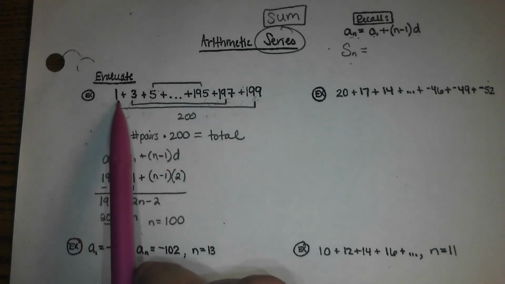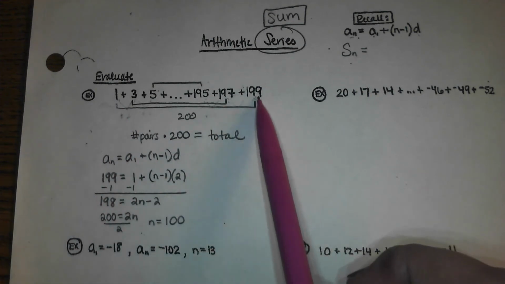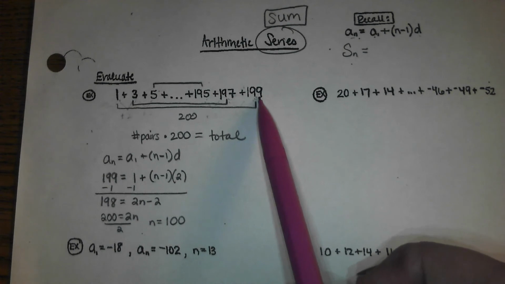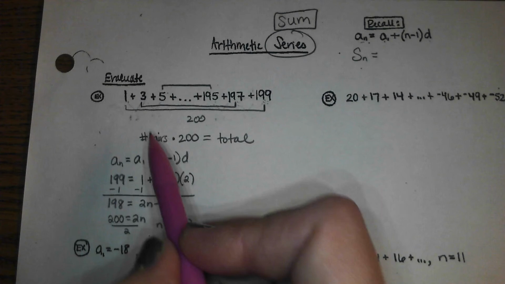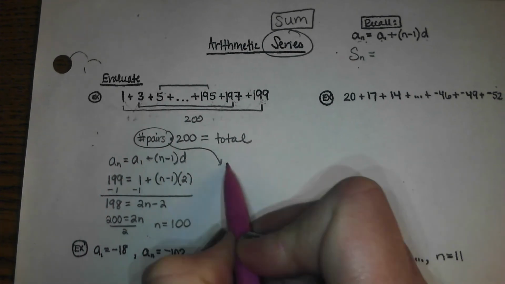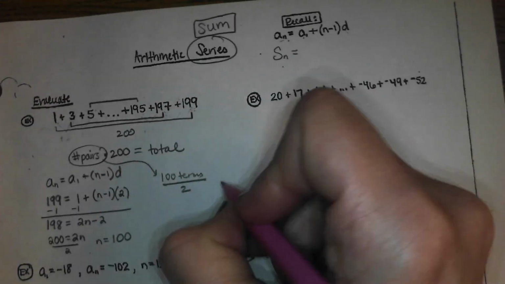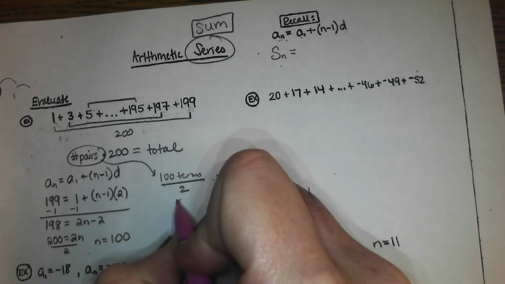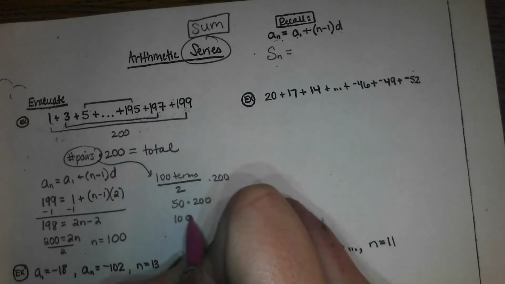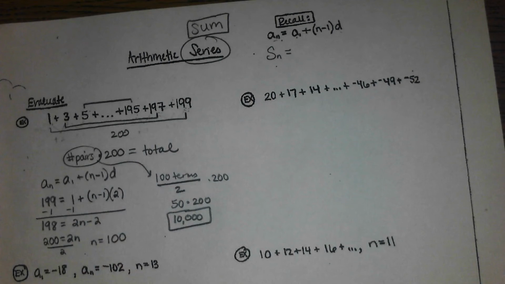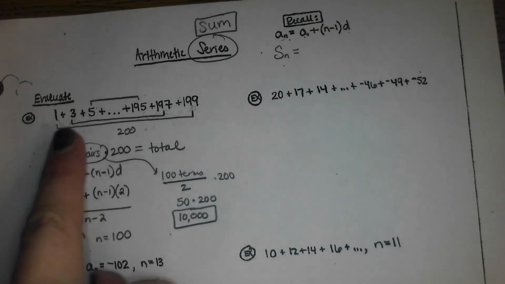So if this is my first term, and this is my 100th term, how many terms are in the sequence? 100. So how many pairs then do I have? 50 pairs, right? 100 terms divided by 2 will give me the number of pairs times 200. So that's 50 times 200, and that's 10,000. That's the total if I were to add up all those.